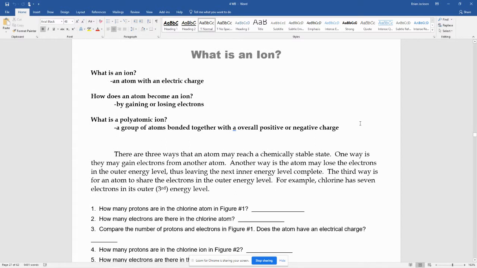They're talking about ions again. It describes, what is an ion? Basically an atom that's got an electric charge. It has more or less electrons than it normally should have. It does this by gaining or losing electrons. Polyatomic ion just means it's a group of atoms that are bonded together with either an overall positive or negative charge. So it's kind of like a whole bunch of ions put together. That's what poly means. Poly just means many atoms that are ions.